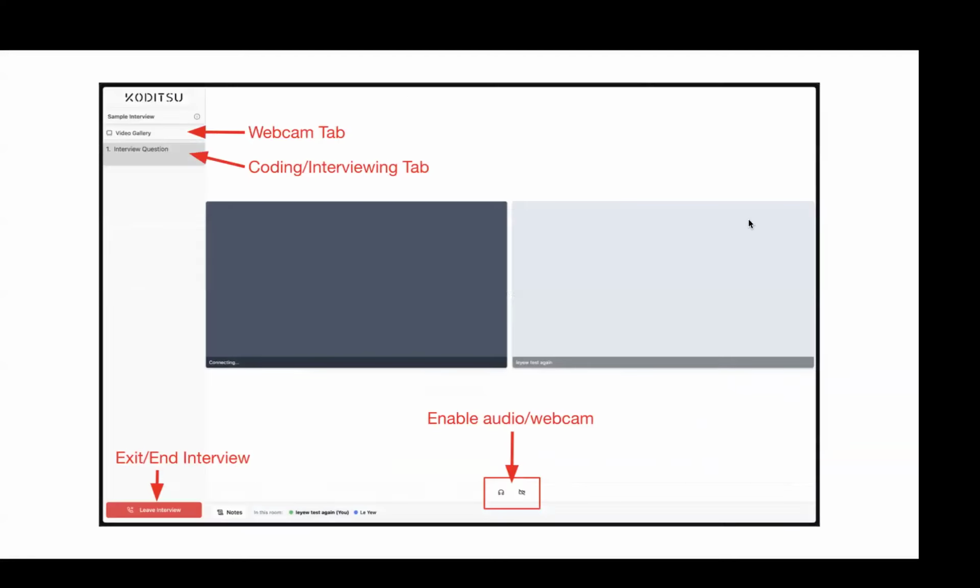This is what the initial page will look like. It's quite similar to other coding platforms if you have done coding interviews before. You have the webcam view for both the interviewer and the interviewee. When you first join, there are buttons you have to click to enable sound and webcam. On the top left, you can switch between the video gallery view and the interview questions themselves. At the bottom left, you can exit or end the interview.